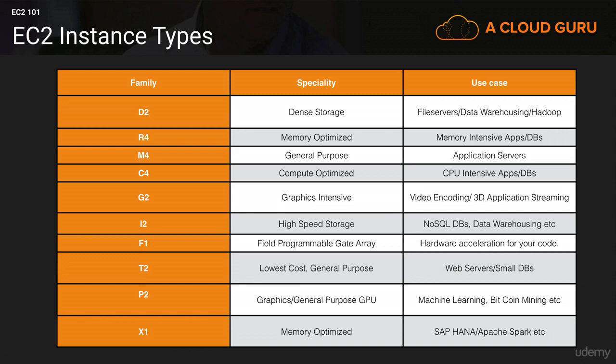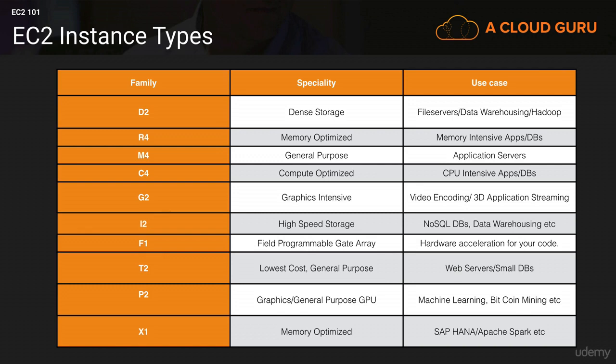They never say Bitcoin mining on their site, but trust me, if you're going to do Bitcoin mining, you probably want either a P2 or a G2. And then we have X1s. So this is memory optimized, and these are designed for things like SAP HANA or Apache Spark. So really extreme memory optimized. And that's the way I remember X1: you need extreme RAM, you need extreme memory.